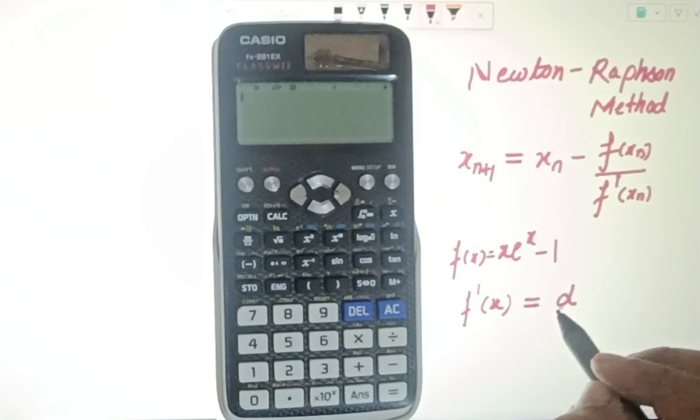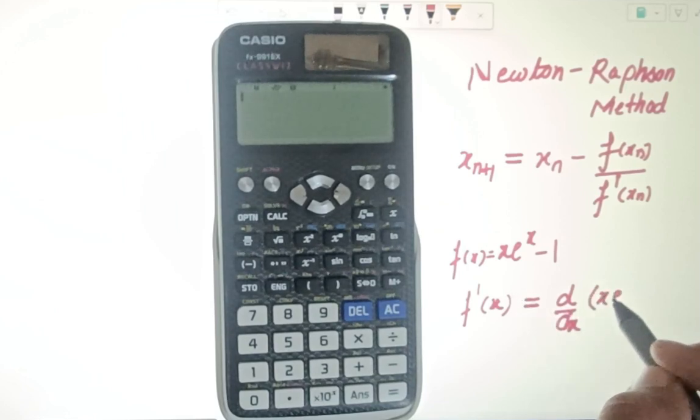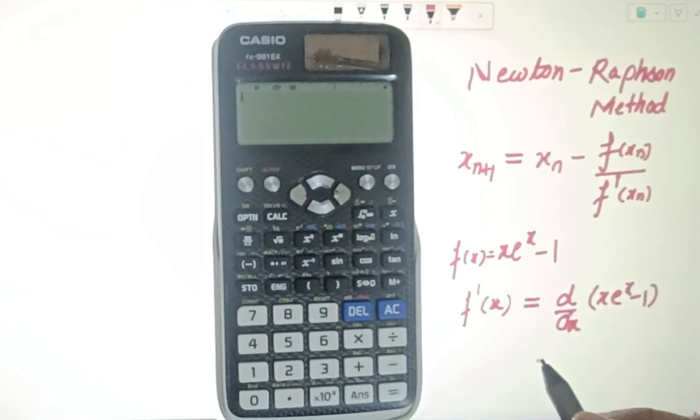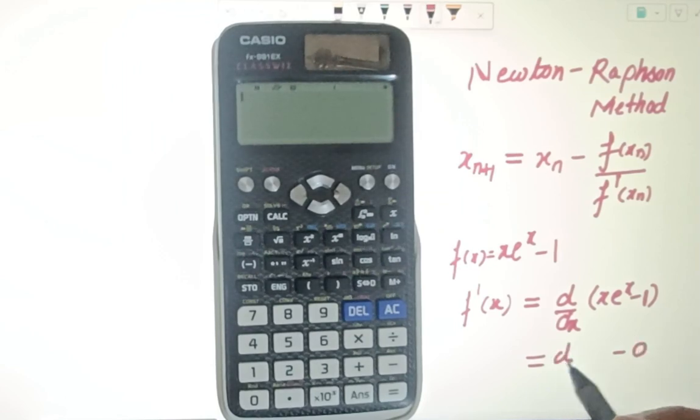So the derivative, dash means derivative, of x e to the power x minus 1. Here two functions are there, and these two functions are in product, so you will apply the product rule. Remember, the constant term's derivative is 0, so I am writing 0 here, right? I need to differentiate only d by dx of x e to the power x.